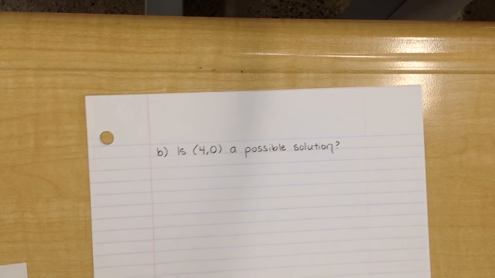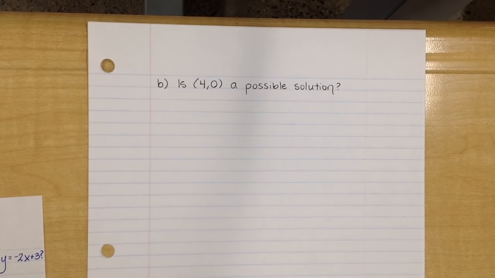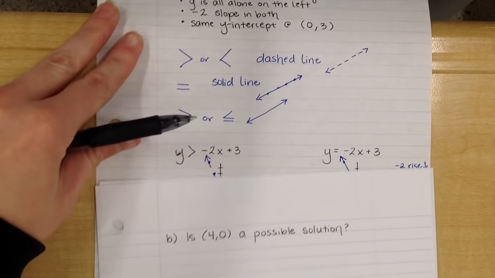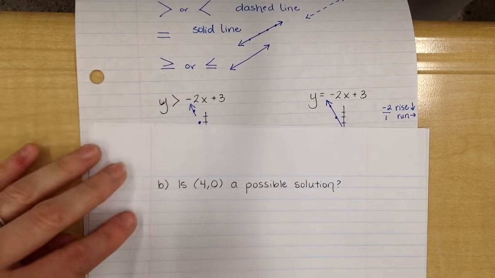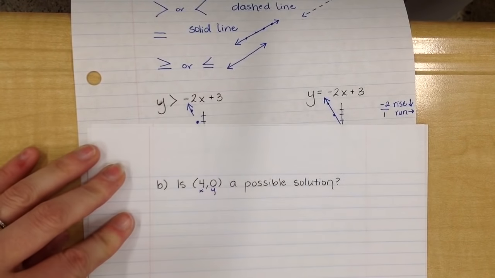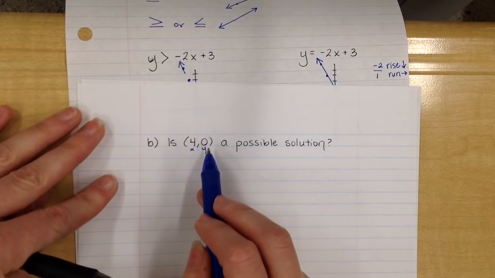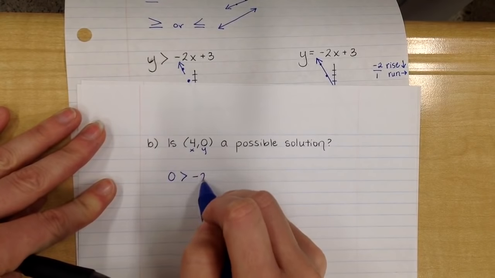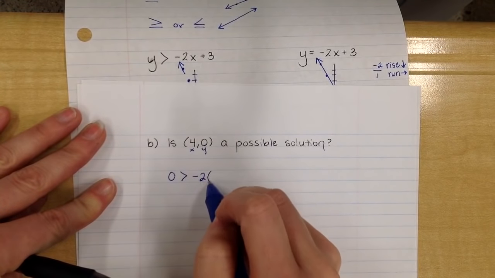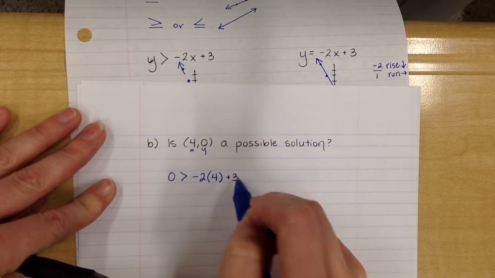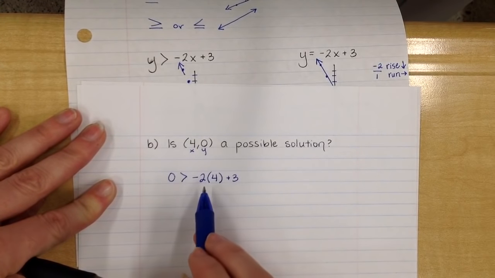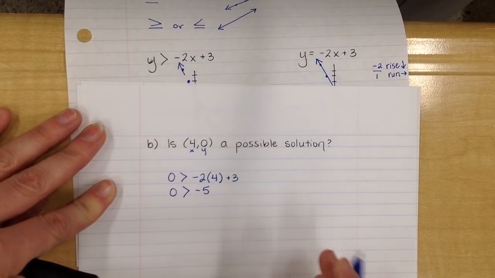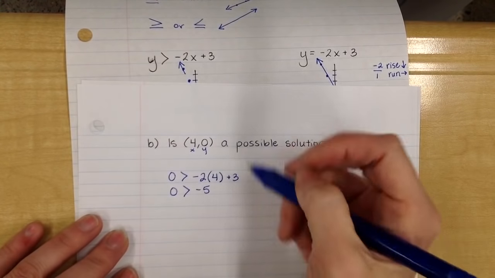Well, let's test it out and see. We have again that original inequality of y is greater than. So again, I'm going to quickly label my x and my y so I make sure to plug them into the right spot. So I'm going to plug in y, the 0 for the y. 0 is greater than -2 times x. So instead of x, I'm going to plug in a 4, plus 3. I have -2 times 4, which is -8, plus 3 is -5. 0 is greater than -5. Well, that's a true statement.